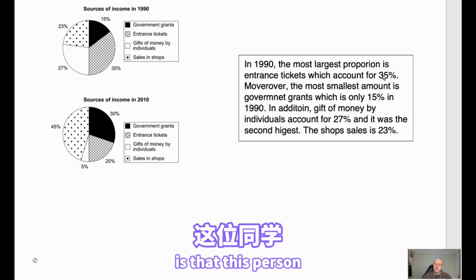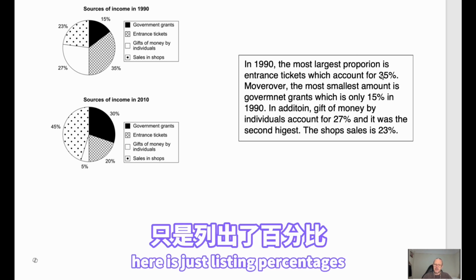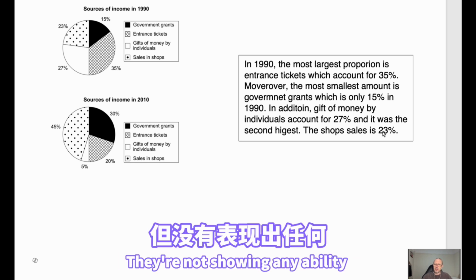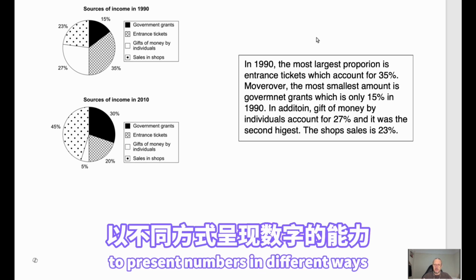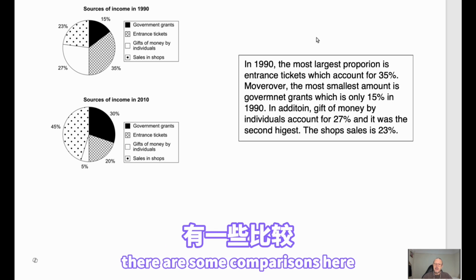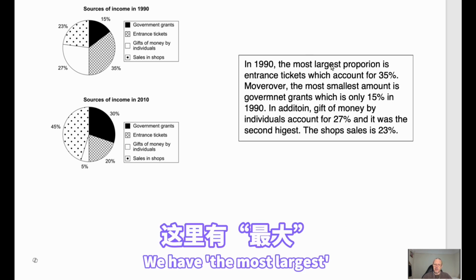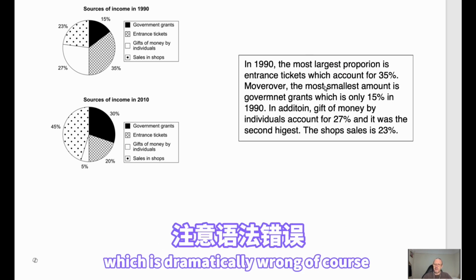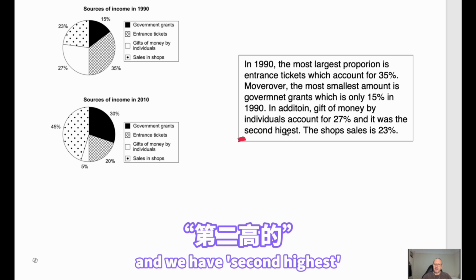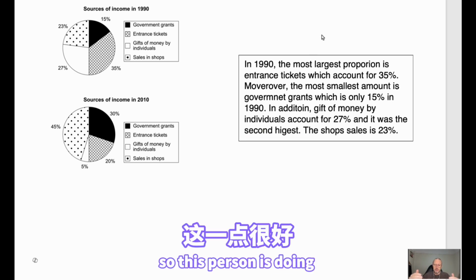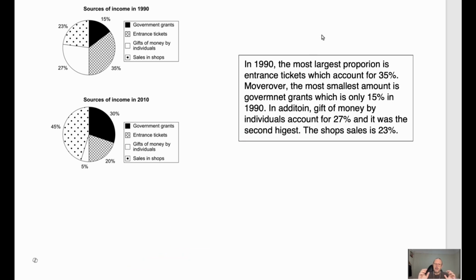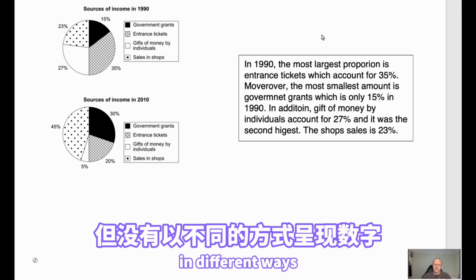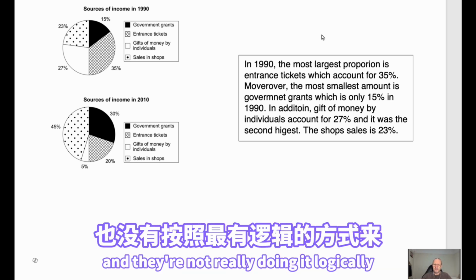The other thing is that this person here is just listing percentages. They're writing the exact numbers. They're not showing any ability to present numbers in different ways. However, there are some comparisons here. We have "the most largest," which is grammatically wrong, of course. We have "the smallest," and we have "second highest." So this person is doing some good things here. They're covering the whole task. They are doing some comparisons, but they're not presenting numbers in different ways, and they're not really doing it logically.